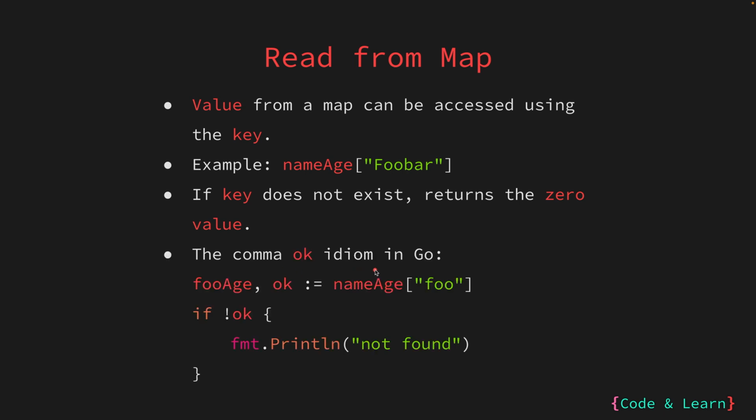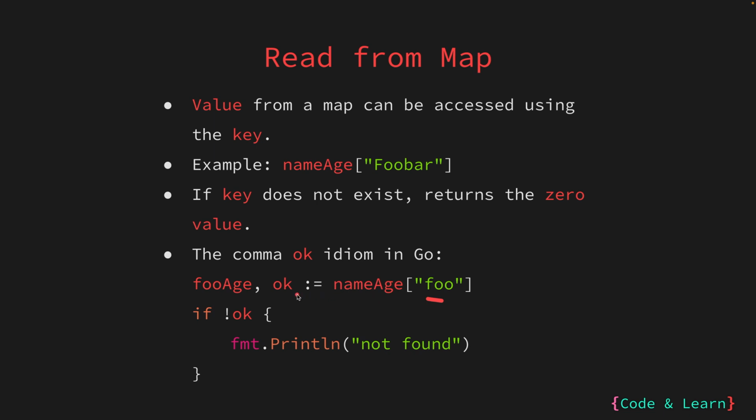The comma OK idiom is a common technique used in Go to check if a map contains a specific key. So when you read from a map using a key, it returns two values. If you want, you can ignore the second value, but there's a second value to indicate whether the key exists in a map or not. In this example, if key foo does exist, OK will be true, and if it doesn't, OK will be false, and so you can handle it accordingly.